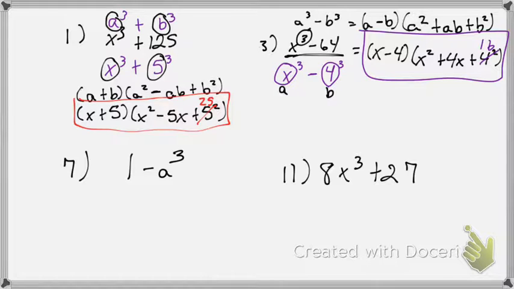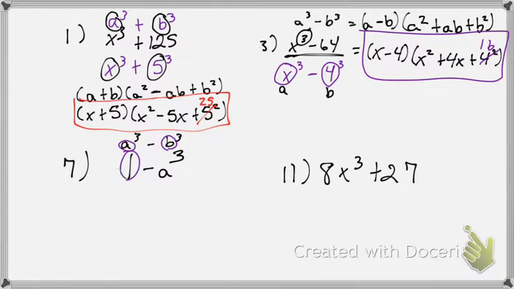Number 7, we have 1 minus a to the third power. So again, we see a third power. That's going to tell us we're looking at one of the cube formulas. And this time we've got a cubed minus b cubed. So don't let the letters fool you. It's only about where it is in relation to the formula.